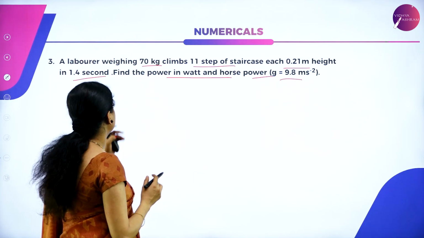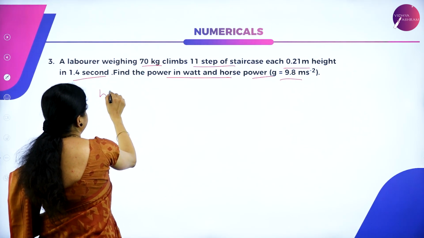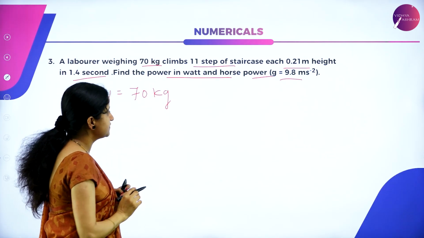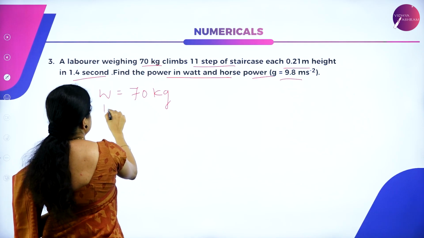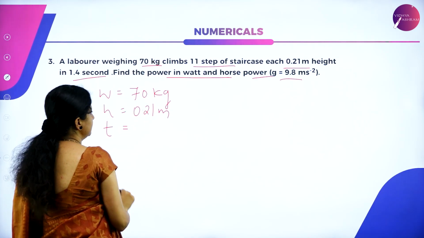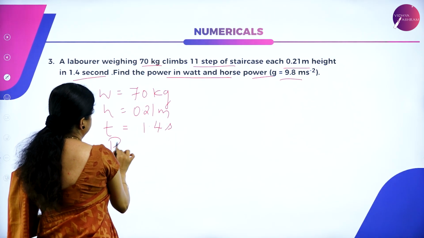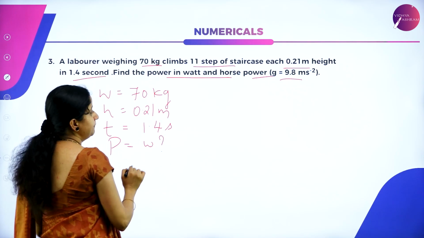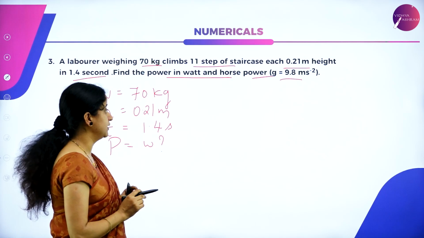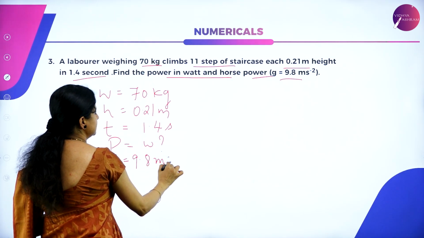So let us now make a note of the data given. A laborer is weighing 70 kg. He climbs 11 steps of a staircase, each of 0.21 meter height, and the time he is taking to climb is 1.4 seconds. We have to find the power in watt as well as the power in horsepower. And it is also given that the value of g is 9.8 meter per second square.